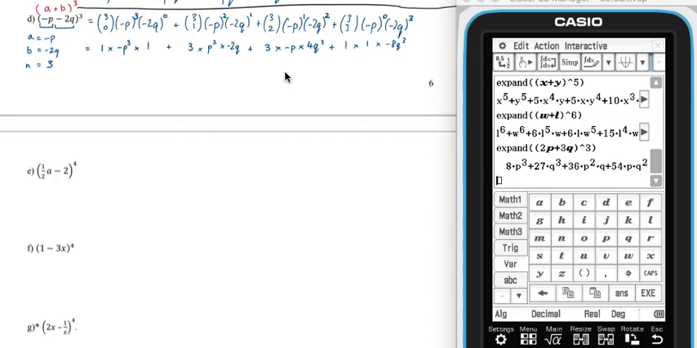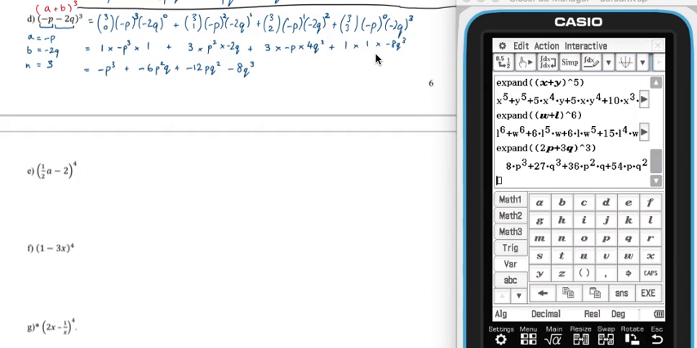So our next line is simplifying. 1 times negative 1 is negative 1 p cubed, plus, onto our next terms, 3 times 1 times negative 2 is negative 6 p squared q, plus 3 times negative 1 times 4 is going to be negative 12. And then we have this last one here, 1 times 1 times negative 8, negative 8q cubed.